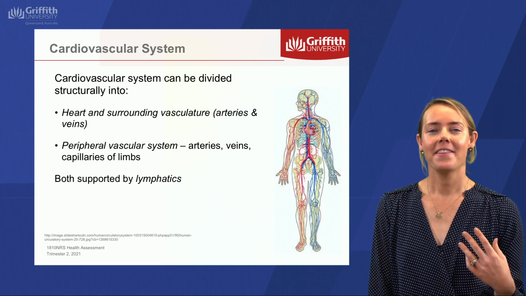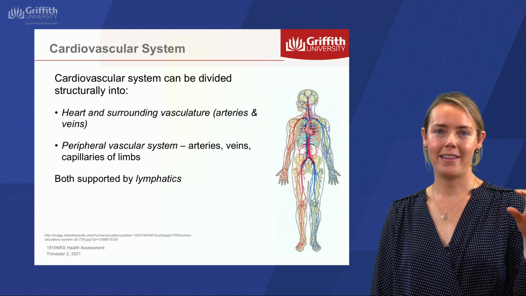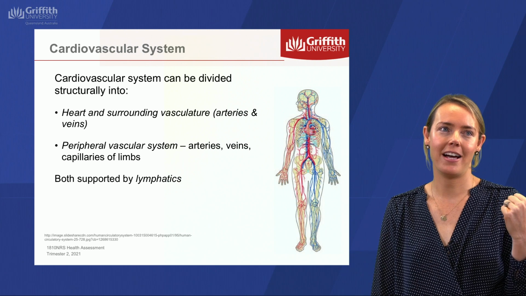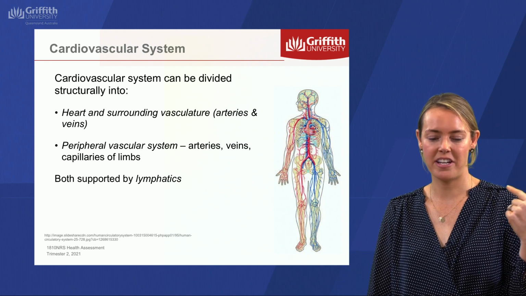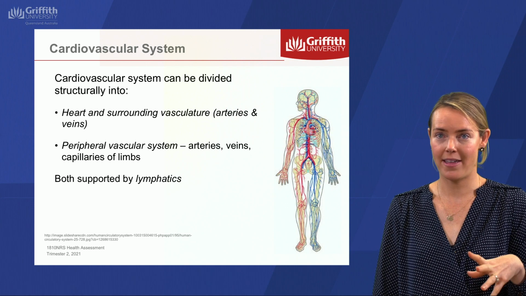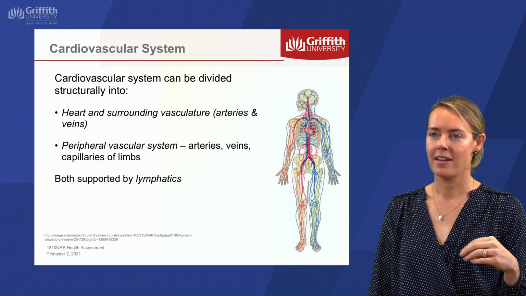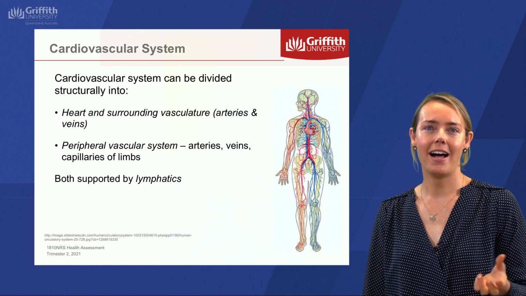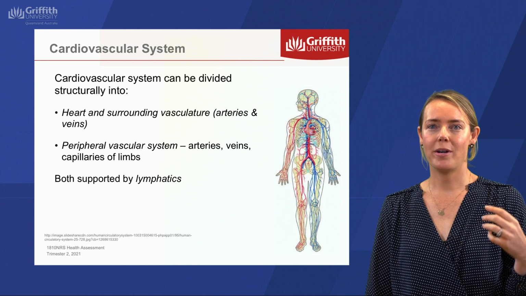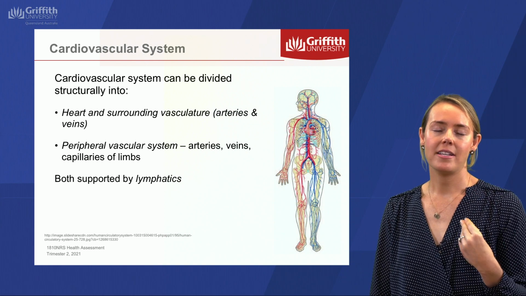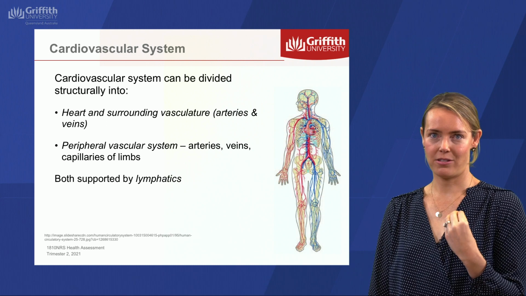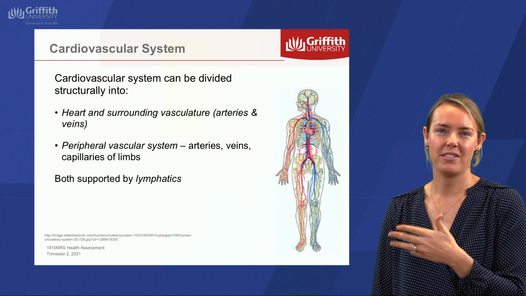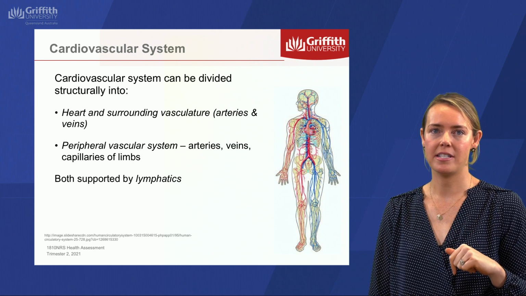The capillaries act as this interface between the arteries and the veins, and they facilitate exchange of basically gas, nutrients, and other substances. So that's where that all takes place, through those capillaries. Our cardiovascular system can be divided structurally into the heart and the surrounding vasculature. When we talk about the surrounding vasculature, we're talking about the big vessels around the heart that are fairly central to that heart. And these comprise some fairly major arteries and veins.